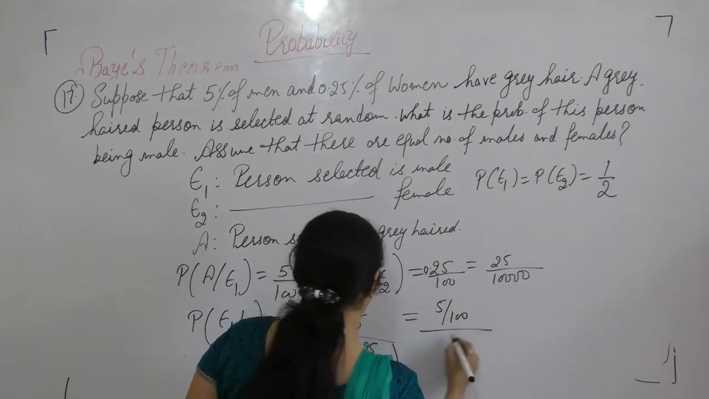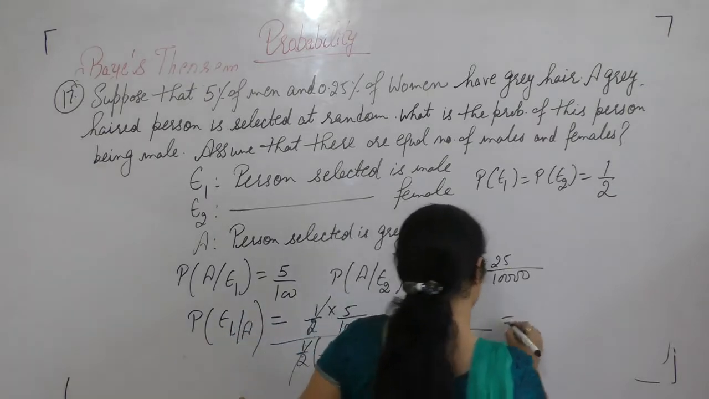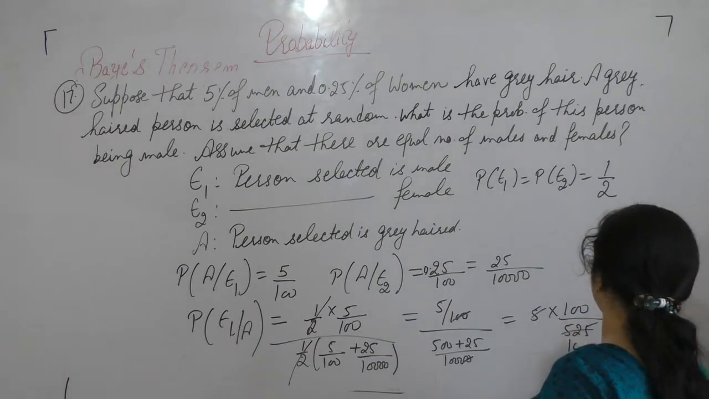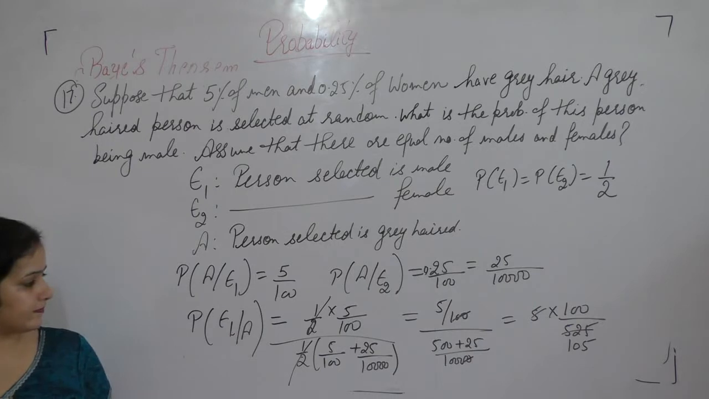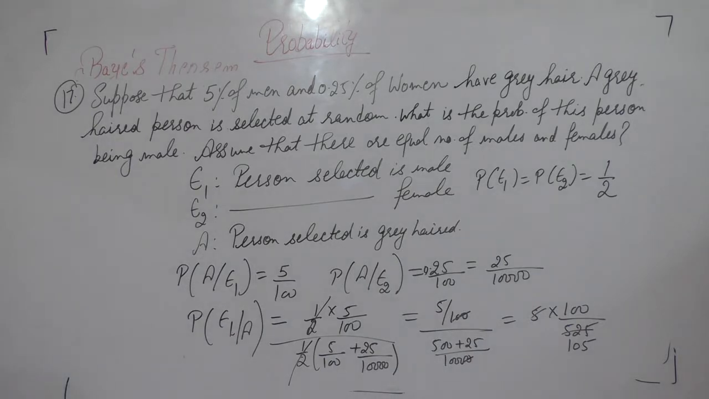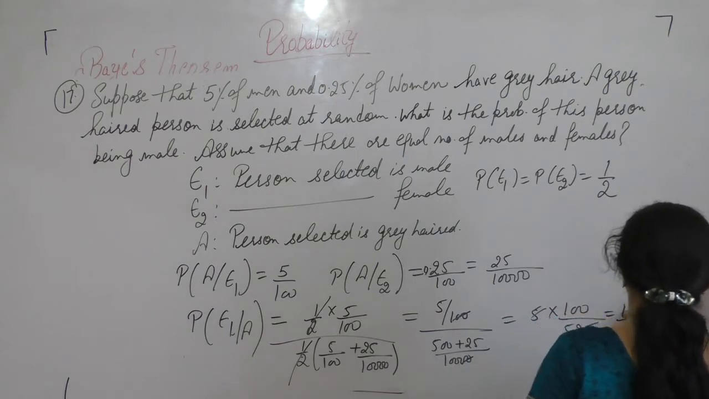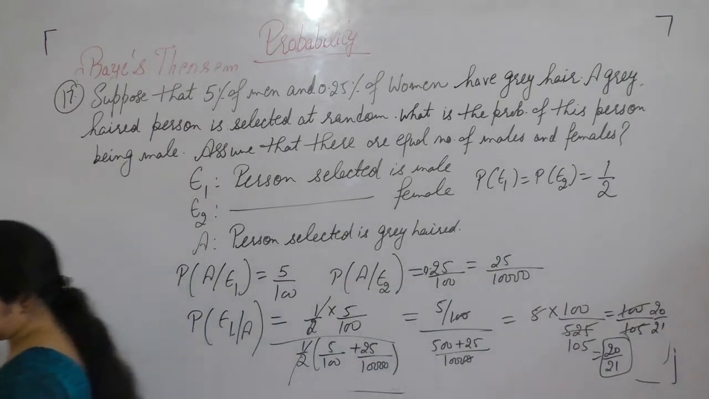5 by 100, take the LCM. 5 multiplied by 100, 525. So 20 upon 21. Note it down.